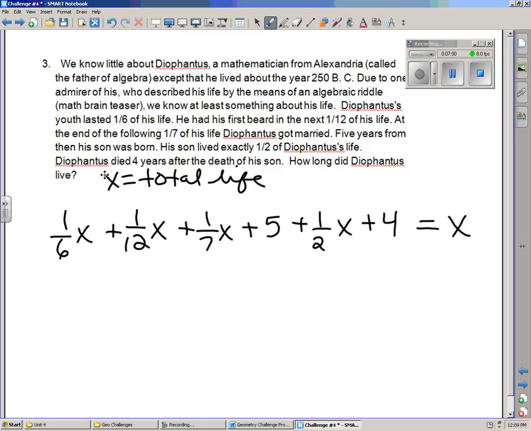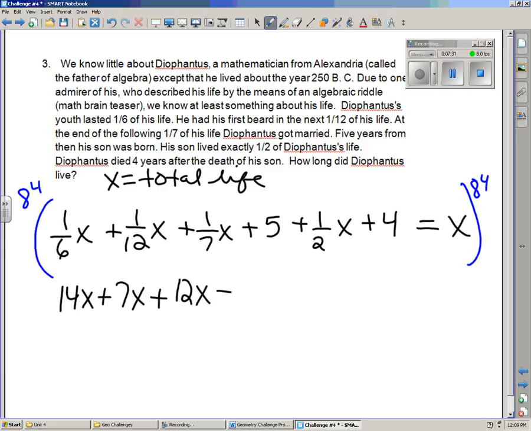So 6, 12, 7, and 2. The common denominator is 84, which actually happens to be his age. But let's show you how this works. If you multiply everything through by 84, again, follow along on the calculator, whatever you need to do. So 84 divided by 6 times 1 becomes 14x, plus 84 divided by 12 times 1 becomes plus 7x. 84 divided by 7 times 1 becomes 12x.